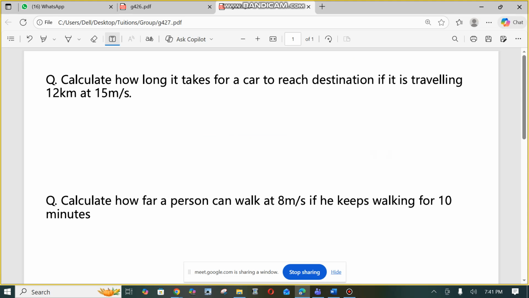Calculate how long it takes for a car to reach the destination if it is traveling 12 kilometers at 15 meter per second. Question number two, calculate how far a person can walk at 8 meter per second if he keeps walking for 10 minutes. You are given 5 minutes to do these two questions now, please.